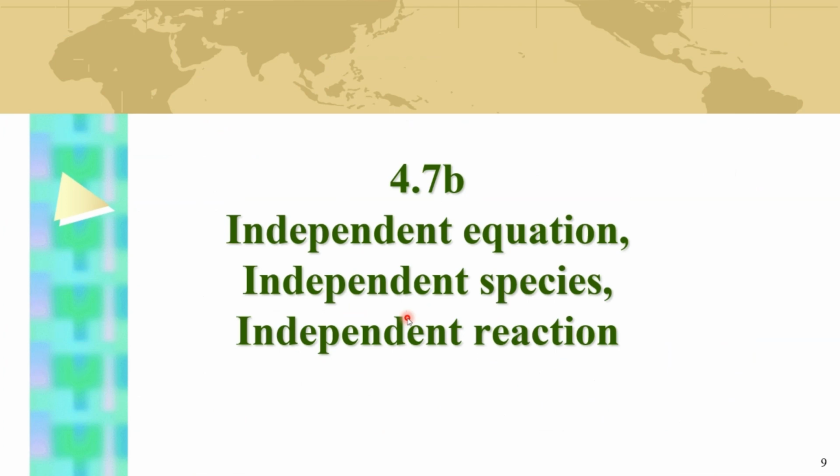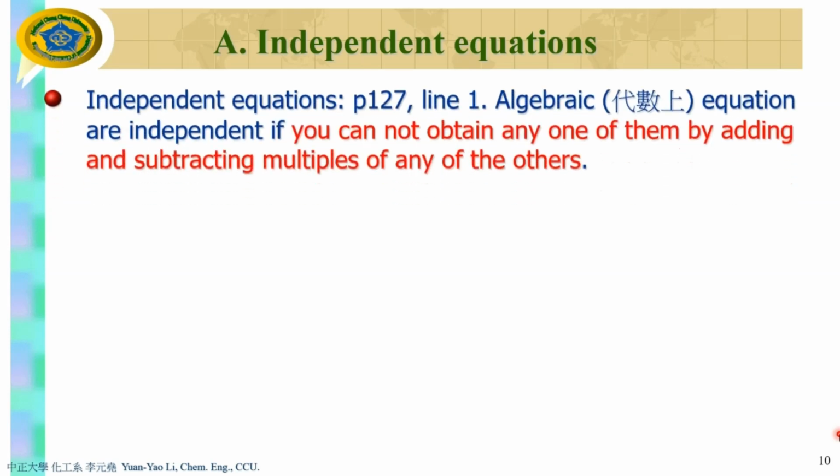Right. So now I'm going to show you how to do the mass balances using the atomic species balance. But before that, we need to understand one term called independent. It can be independent equations, independent species, or independent reactions. What is this?